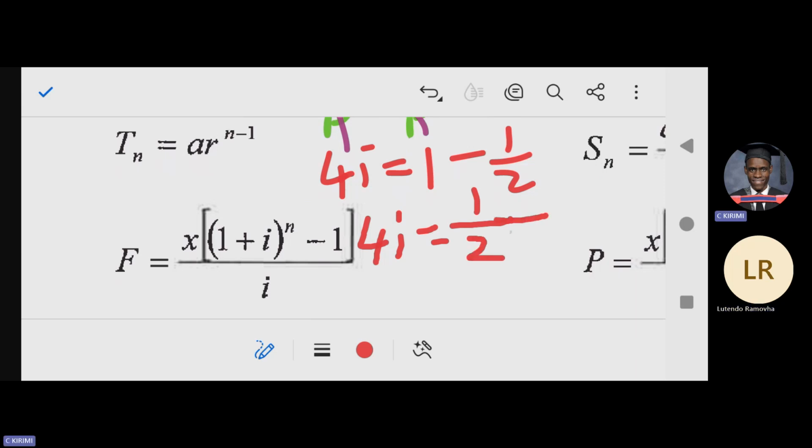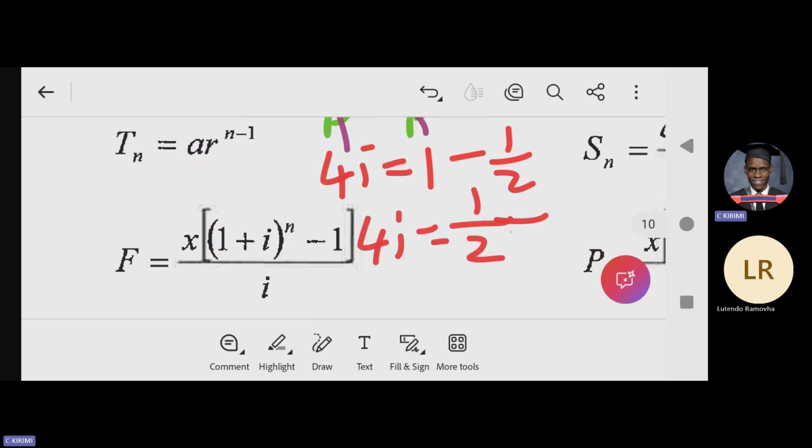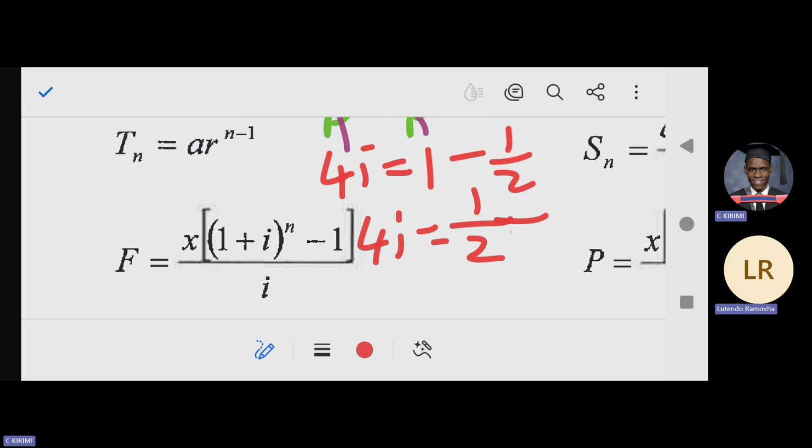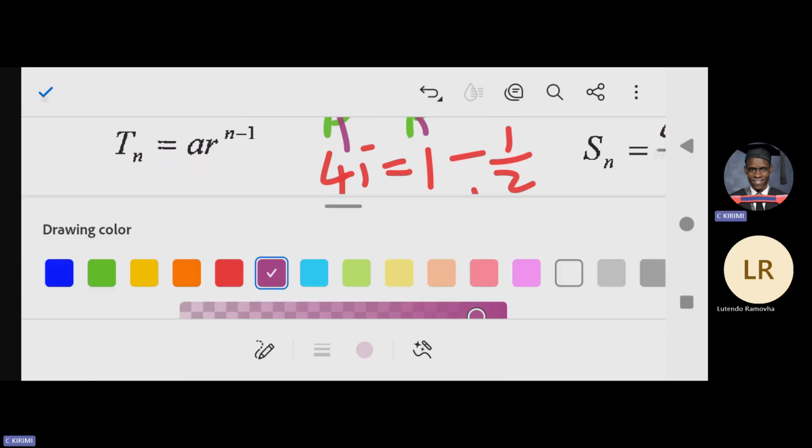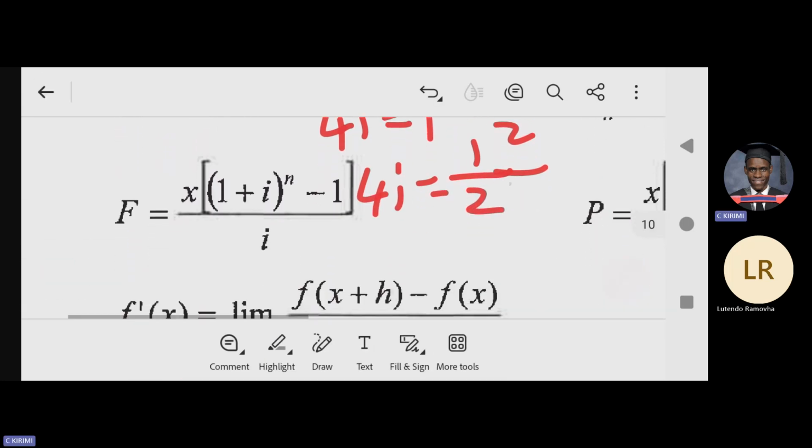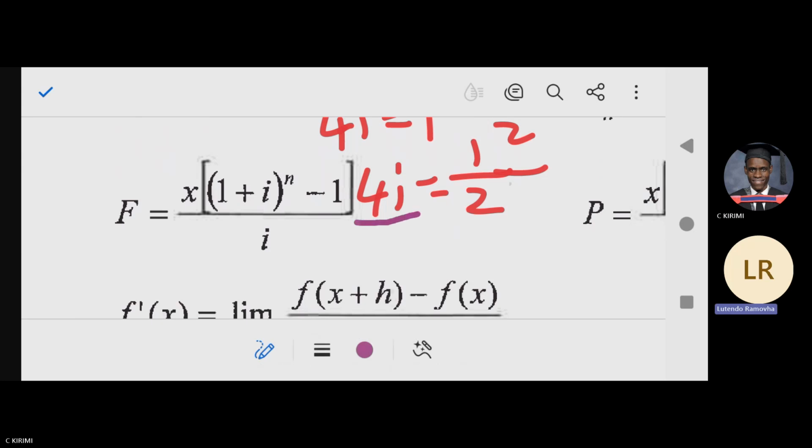So now you want to remove the what? The 4. Is that correct? Yes. How do you remove the 4? By dividing both sides by what? By 4. Yes. Which means also here you are dividing by 4, which means the same as multiplying by 4 down there.